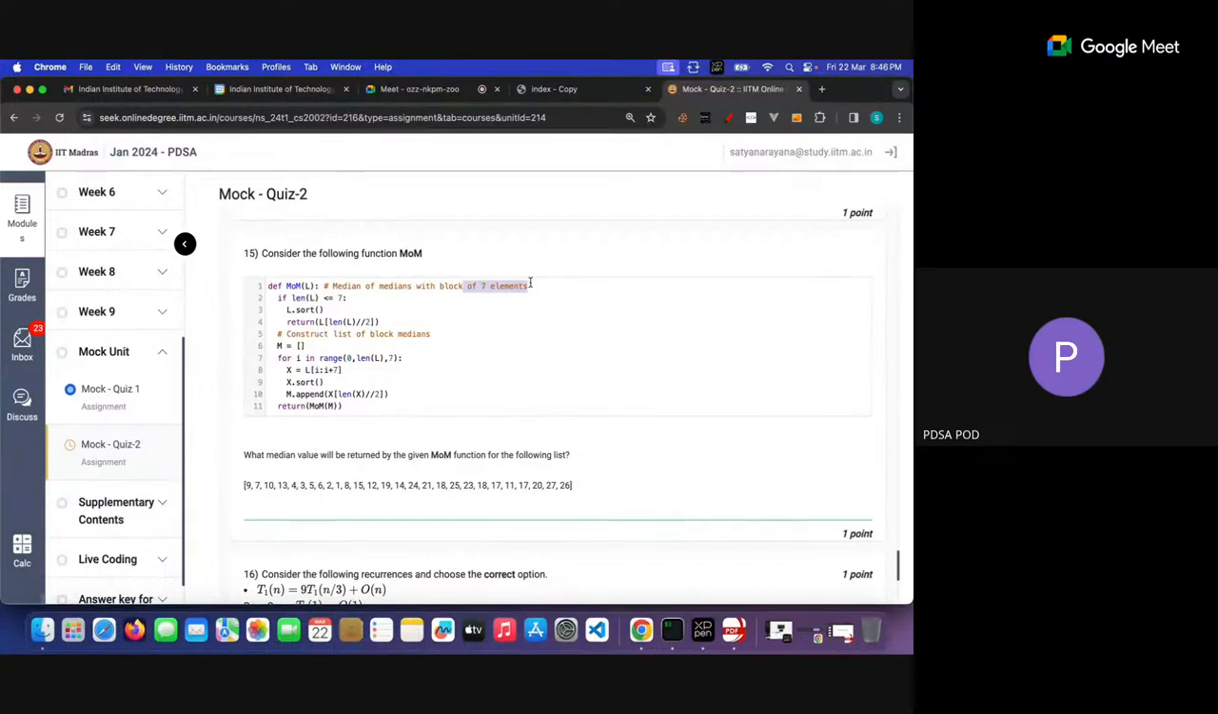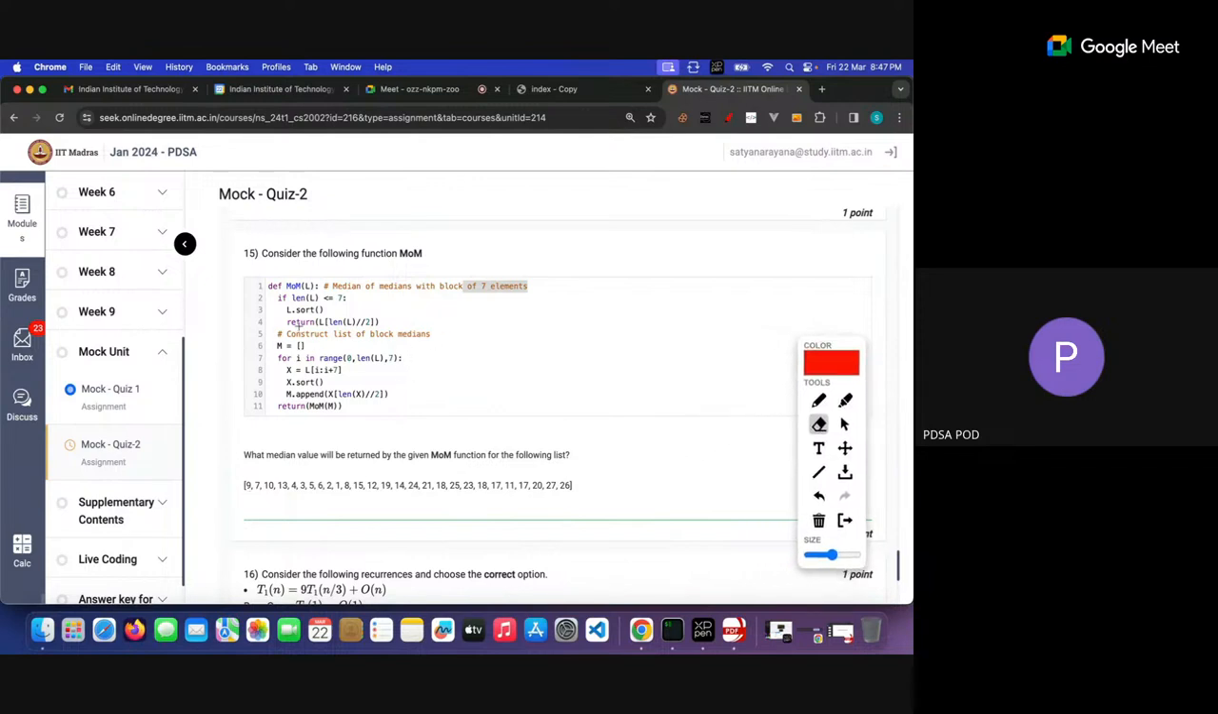Now let's see what really happens with the median value returned by this MOM. We make each list 7 elements. For example, consider 9, 7, 13, 4, and up to 5 as 7 elements. Is it right? Sorry, I'll make it 6 is less. So that's better. I'll do the first 7-element sorting.